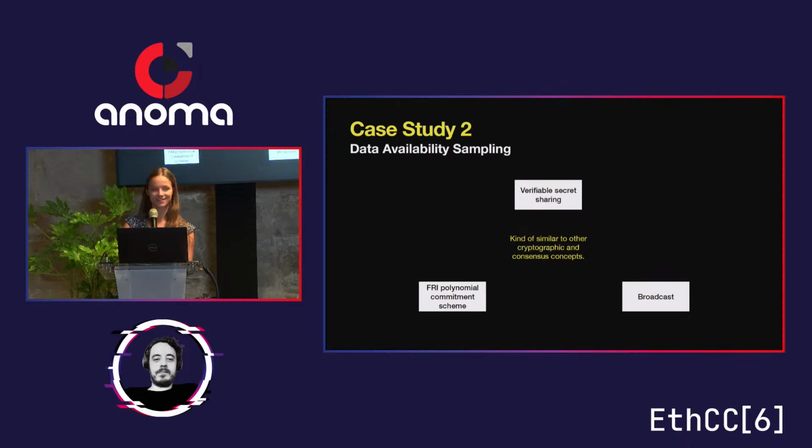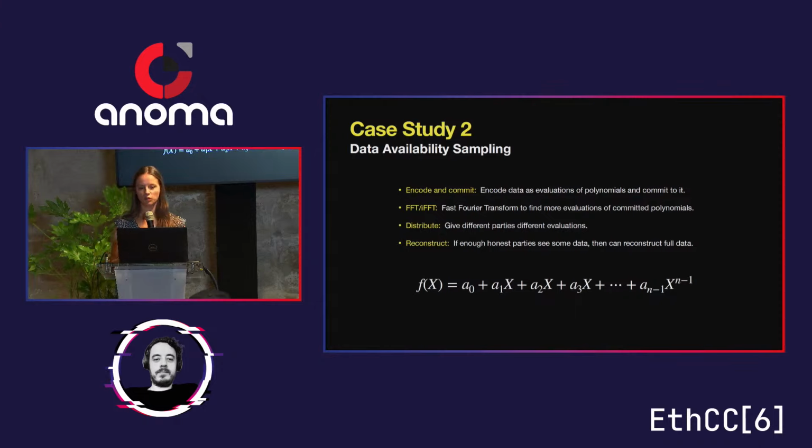I would say there's like 4 steps. First, you encode the data and you commit to it. Then you do something called a fast Fourier transform in order to find many more evaluations of the committed polynomials. Then you distribute these evaluations and give different evaluations to different parties. And then afterwards, if you want to, you can reconstruct, where you can say, if enough honest parties have seen some of the data, then we can reconstruct the full data.